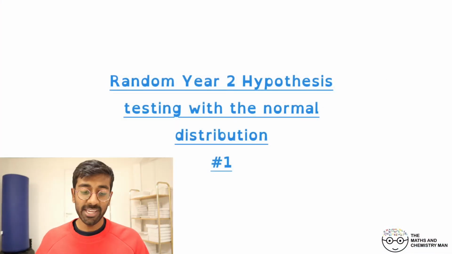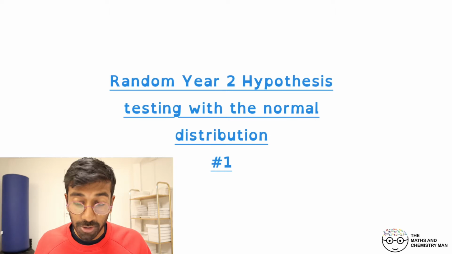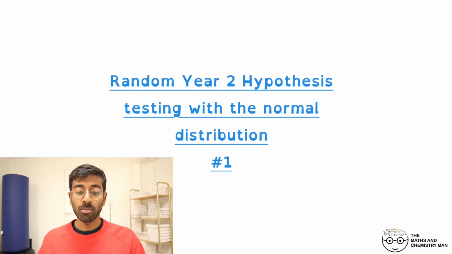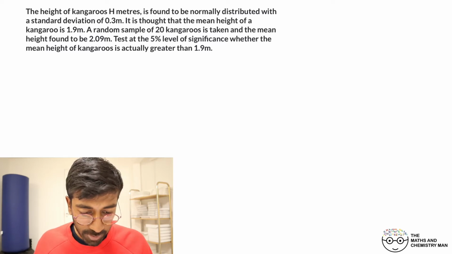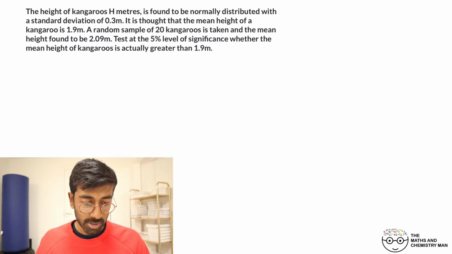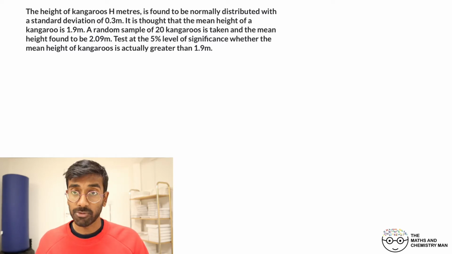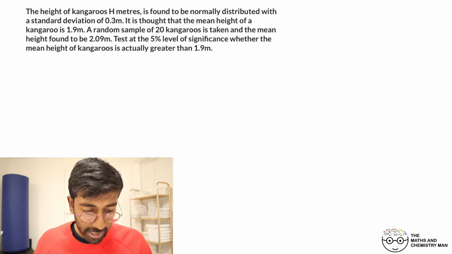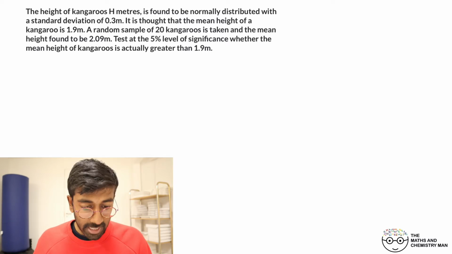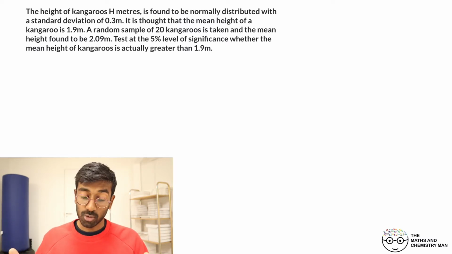Okay, we are back. We've got a question on hypothesis testing with the normal distribution. So here it is, question number 1. The height of kangaroos, h meters, is found to be normally distributed with a standard deviation of 0.3 meters. Now it's thought that the mean height of a kangaroo is 1.9 meters. A random sample of 20 kangaroos is taken and the mean height is actually found to be 2.09 meters.